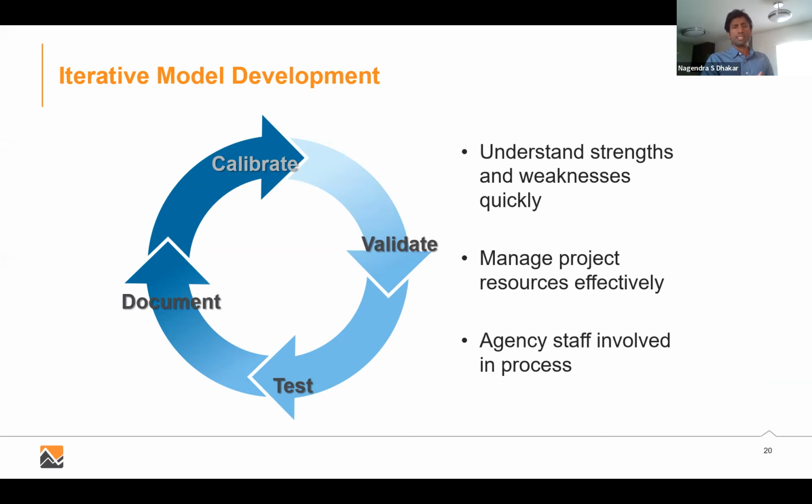The other benefit is that you manage your resources on the project very effectively, because you have already identified and fixed the issues in the beginning. Later on, you can do the same thing and match the model more closely with the survey data. It is also a way to get your staff more involved in the process, because in every iteration there are technical discussions about what went wrong and why, and your staff is more involved with it. So this is something that we typically use, and I think there are more benefits of using this approach in a typical model development project.